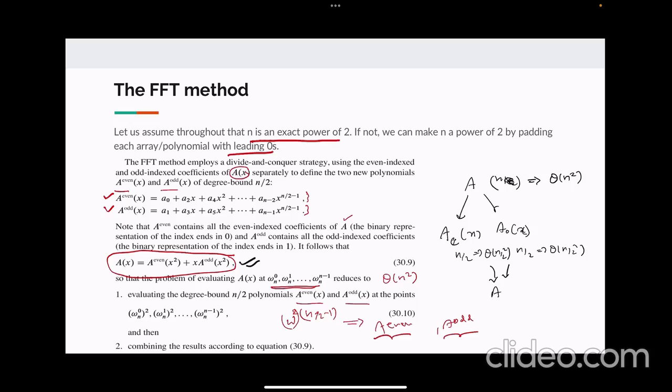But we don't need to stop here. We can divide each of these further and further until we are left with only one coefficient in our array. So we're dividing this binarily, and this will lead to a time complexity of n into log to the base 2 of n. So let's look at the pseudocode for the same.